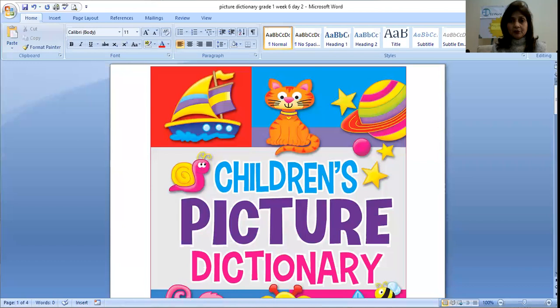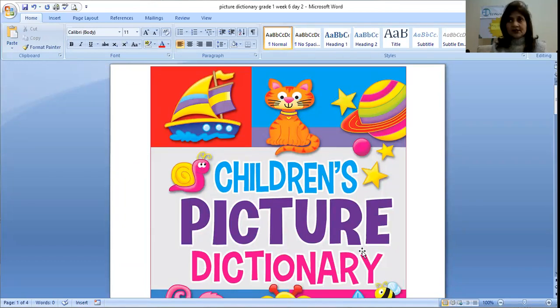So I'm going to show you a picture of a dictionary, how a dictionary looks. You have to look at the picture very carefully, and you have to listen to your teacher. What am I saying to you? Can you all see my board, my screen? Yes?